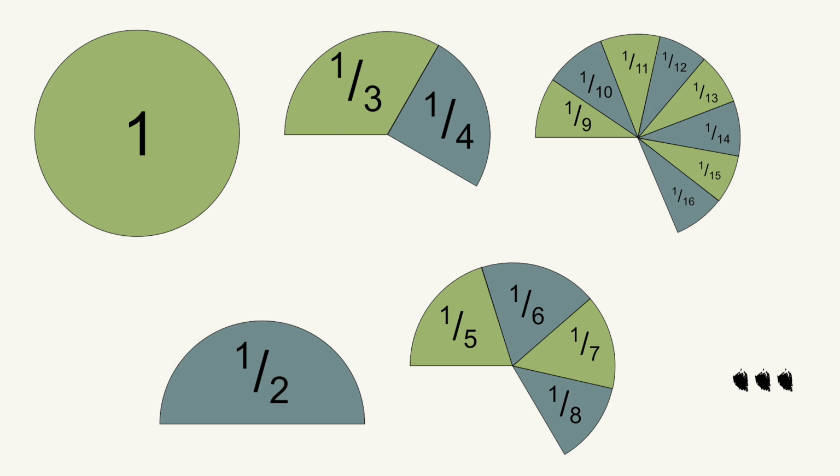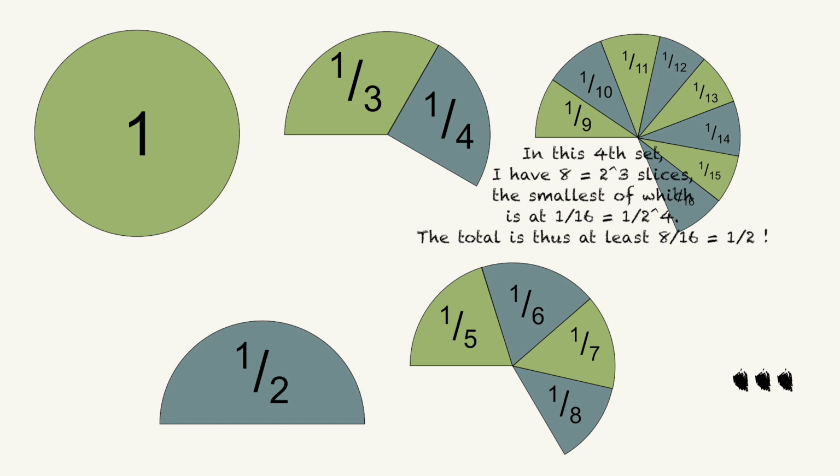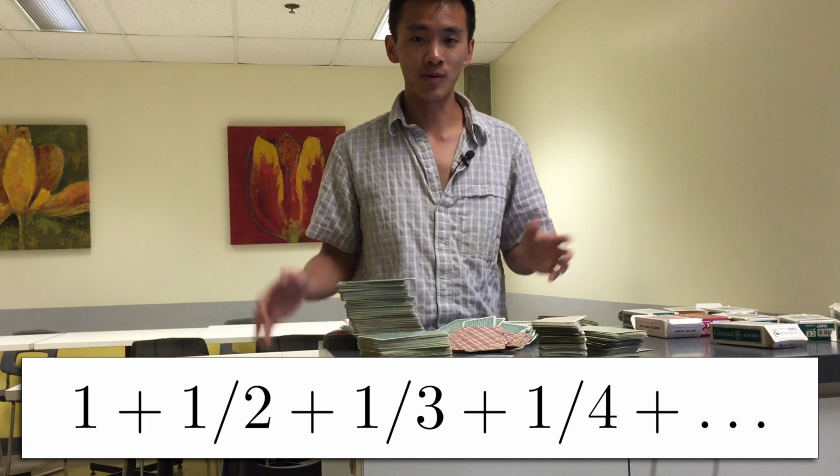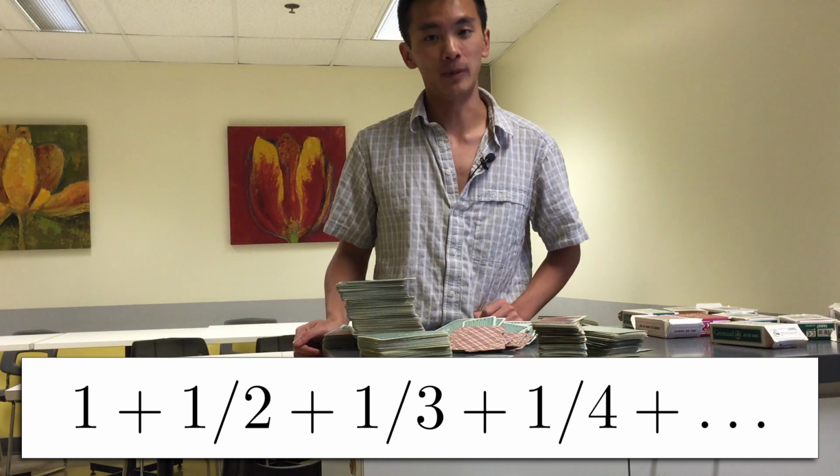That's because in the kth set, I will have 2 to the k minus 1 slices, and the smallest of them all is still at least 1 over 2 to the power k. But I have infinitely many such sets, so I will have in total at least infinitely many times half a pi. And infinitely many half a pi, that's an infinite amount of pi. Turns out this sum, which is called the harmonic series, goes to infinity.